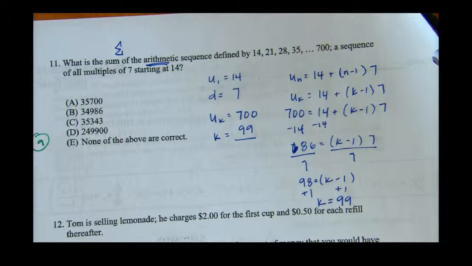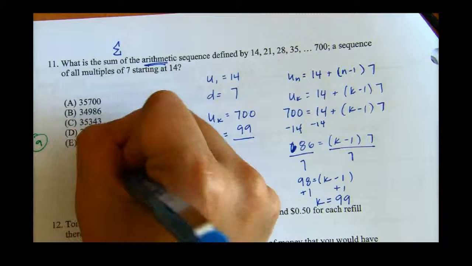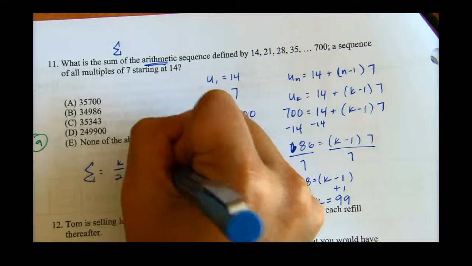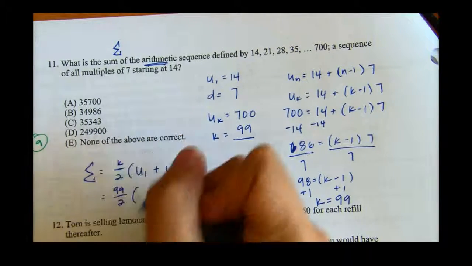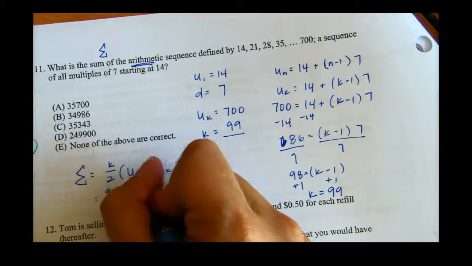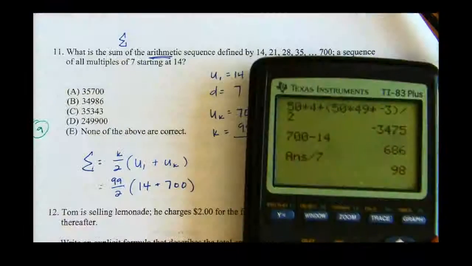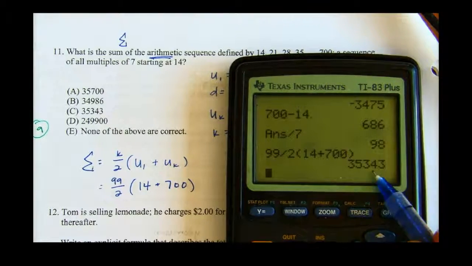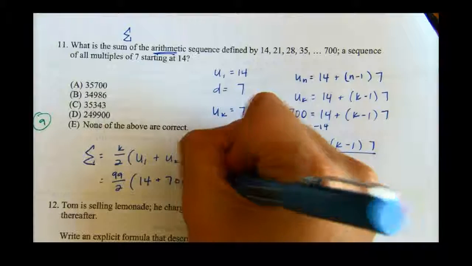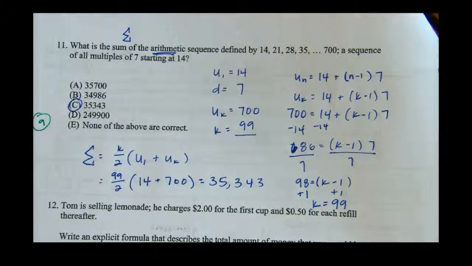So now that I've got all of that information, I can find the partial sum. So I'm going to take k over 2. The sum is equal to k divided by 2 times u sub 1 plus u sub k. So I'm going to take 99 over 2 and multiply that with 14 plus 700. When I plug that into my calculator, 99 divided by 2 times 14 plus 700, I'll end up at 35,343. When I look up at my answer choices, that's going to end up being C.